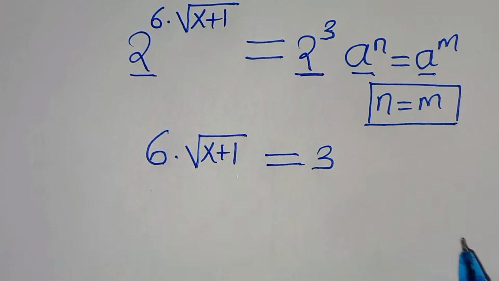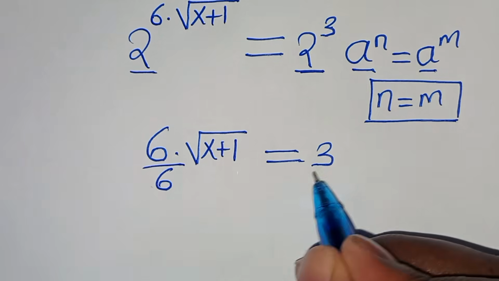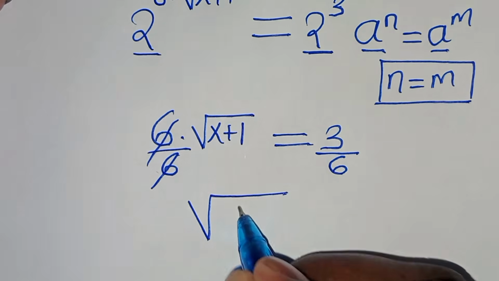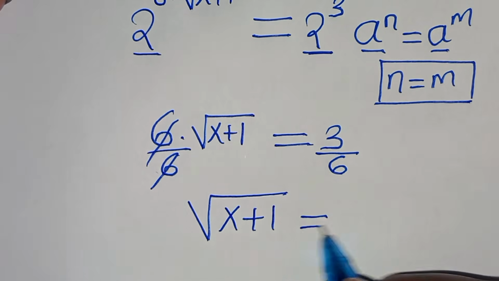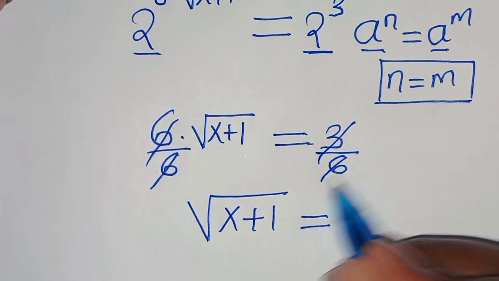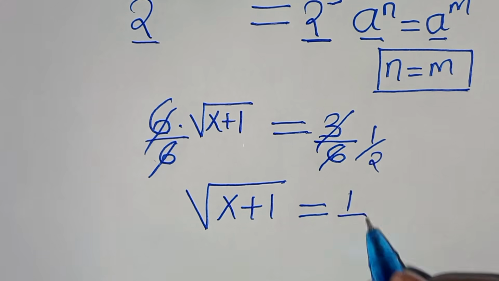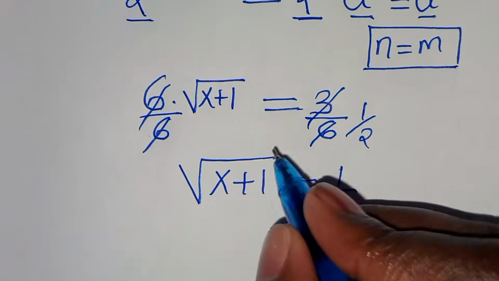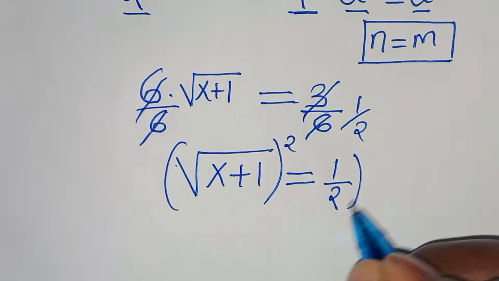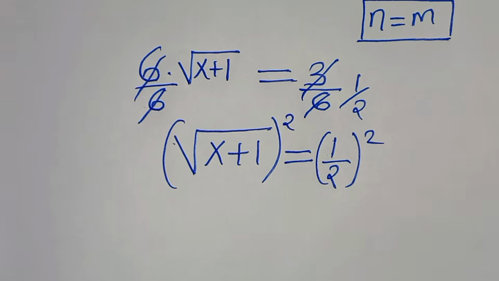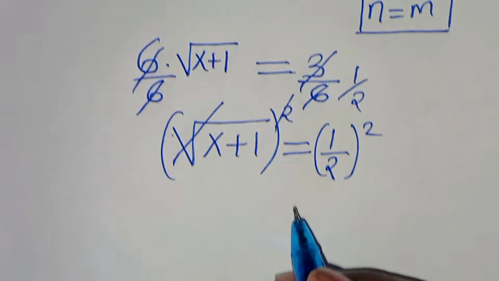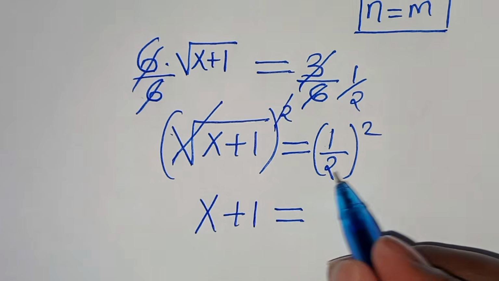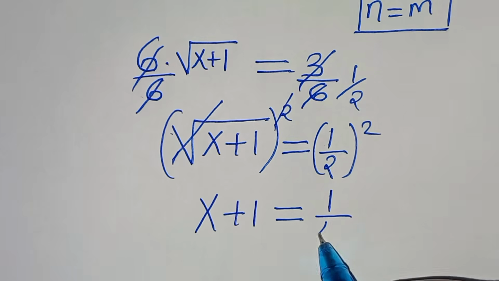Now, the next step is to divide both sides by 6. And this implies that we have square root of x plus 1. This is equal to 3 divided by 6. This is equal to a half. So we have a half here. Now, the next step from here, let's square both sides, so that here we eliminate the square root sign, and this means we have x plus 1. This is equal to 1 over 2 raised to the power of 2. This is 1 over 4.